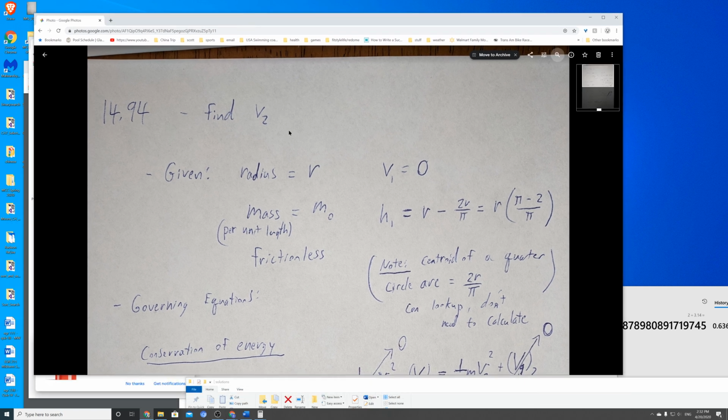Okay. So we have some things that are given. We're given a radius r, the circular radius of that curvature, and we're given a mass per unit length. We're also told it's frictionless. So what that's really telling us is it's following the law of conservation of energy. They're all conservative forces, right? So whatever energy we had initially, in terms of potential and kinetic energy, we're going to have at the end. The total potential and kinetic energy initially is going to equal the potential and kinetic energy final.